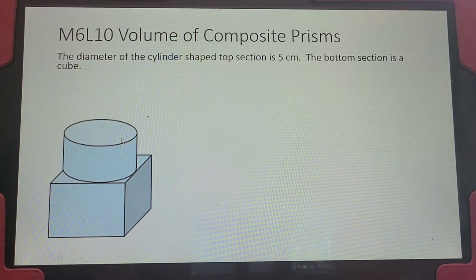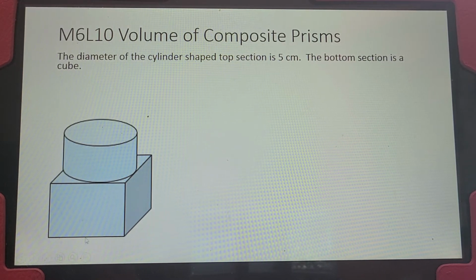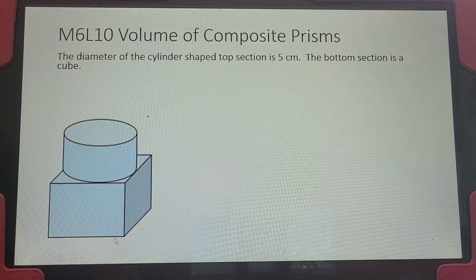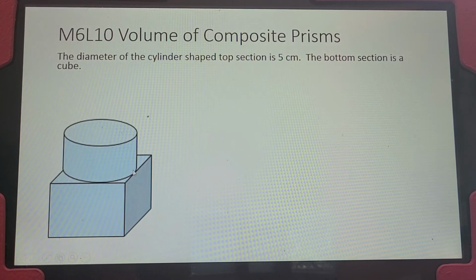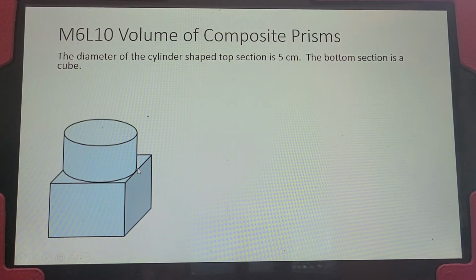So if our diameter is 5 centimeters, what has to be true about the length of our cube down here? Well, the diameter has to be the same as the length of our base of our cube here, which means that all sides are equal to 5. You see how the sides are touching over here? Each side is touching. So let's go ahead and start solving this.